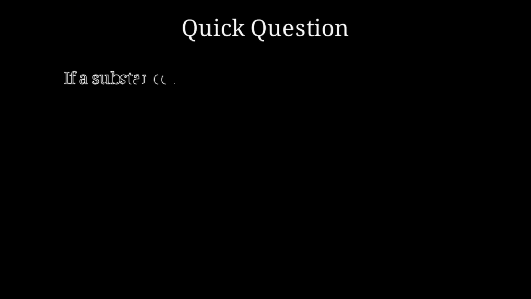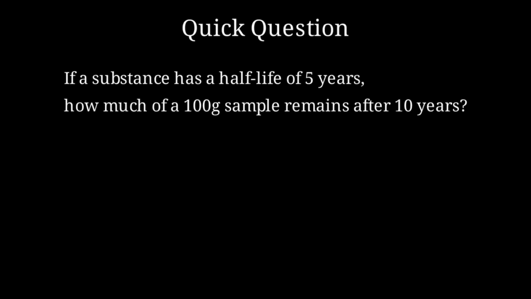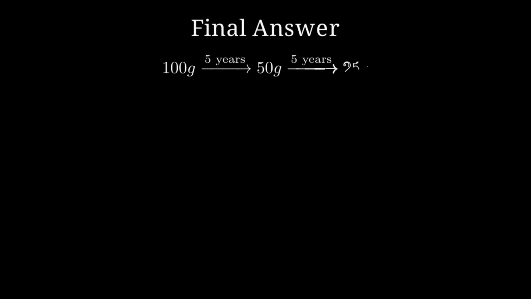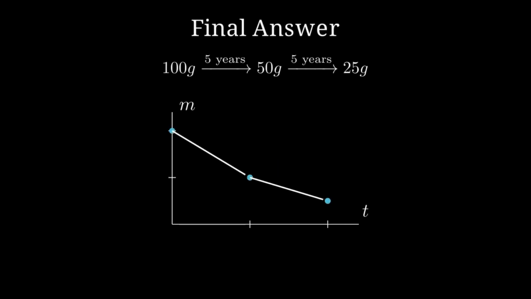Think about this: if you start with 100 grams and the half-life is 5 years, how much is left after 10 years? Since 10 years is exactly 2 half-lives, you would halve the 100 grams once to get 50, and then halve that 50 again to get 25. The answer is 25 grams. Whether you use simple halving or the full calculus formula, the result is the same.